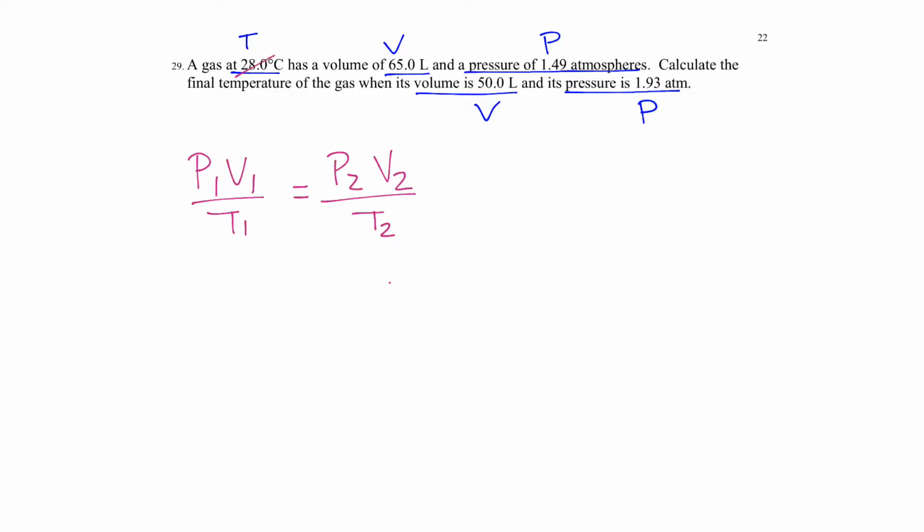So rather than 28, let's cross that one out and recognize that it would be 301 Kelvin, and we're solving for our other temperature, so our answer will come out in Kelvin already. Okay, so our setup would look like this then.